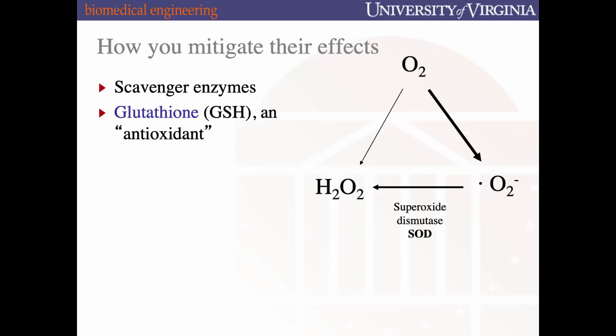One of the scavenger enzymes for superoxide is an enzyme called superoxide dismutase, or simply SOD, that will convert superoxide into hydrogen peroxide. We then have another enzyme called catalase that will turn peroxide into water and oxygen, enabling the superoxide to be handled into more palatable intermediates.